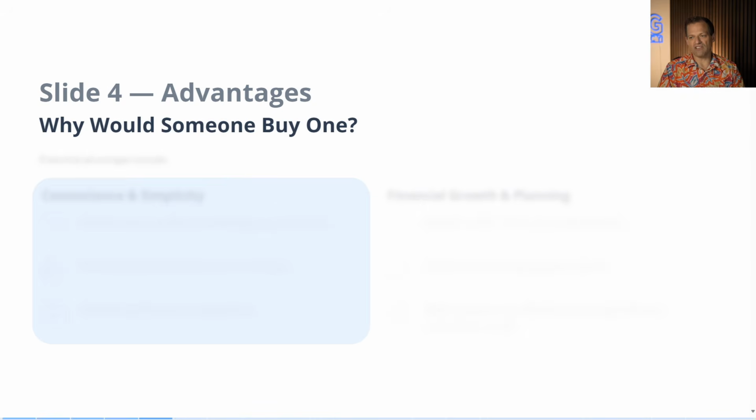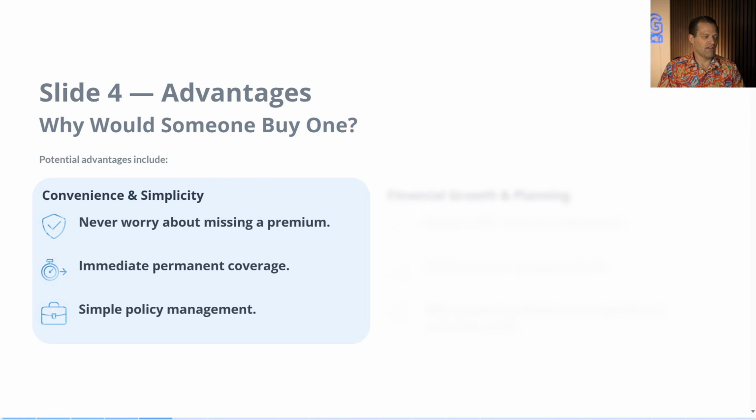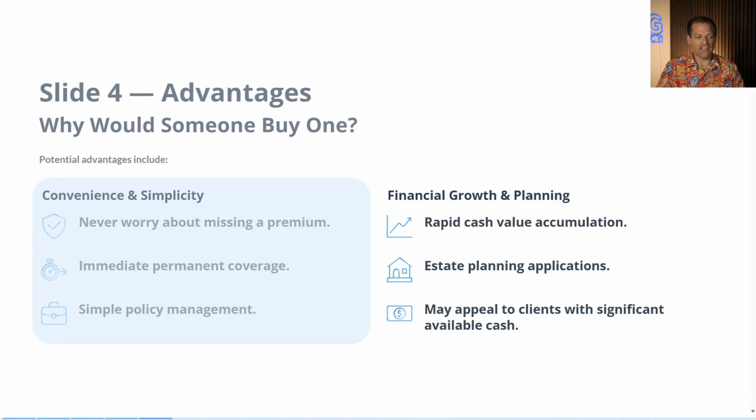So some advantages include never worrying about missing a premium. You just don't have to pay them because you finish as soon as you pay the first one. Immediate permanent coverage. So if you value permanent life insurance, it's a great buy. And it's simple, one and done. And there's also financial growth and planning benefits, including rapid cash value accumulation, estate planning applications as well.